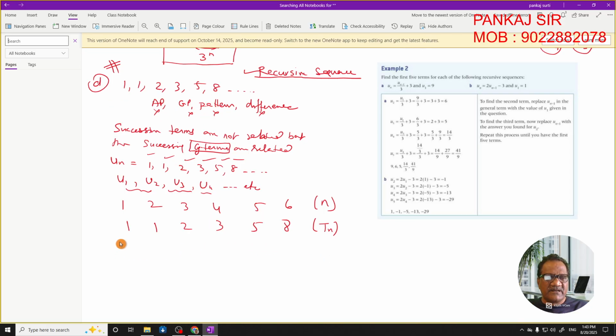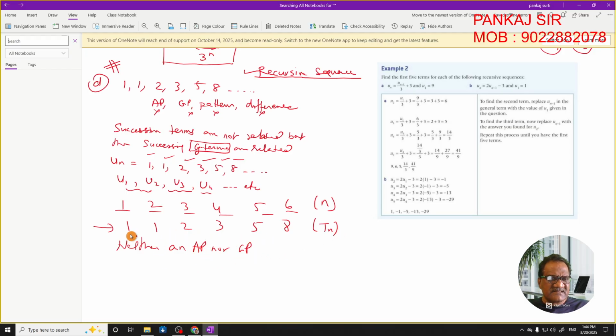So first of all, it is neither an AP nor a GP. As you can see, it's neither an AP nor a GP. This is the sequence, and these are the position numbers, 1 2 3 4. Fine. Now let us try to find out if there is any relationship between the previous and the successive.